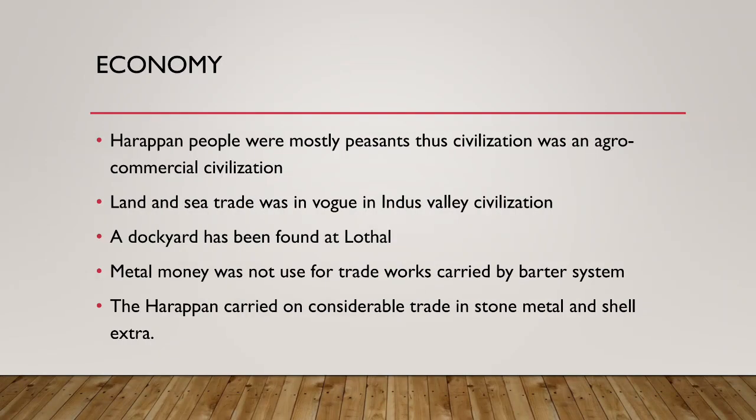Economy of Indus Valley civilization. Harappan people were mostly peasants, thus the civilization was an agro-commercial civilization. Land and sea trade was in vogue. A dockyard has been found at Lothal, now in Gujarat. Metal money was not used; trade was carried on by the barter system. The Harappans carried on considerable trade in stone, metal and shell.